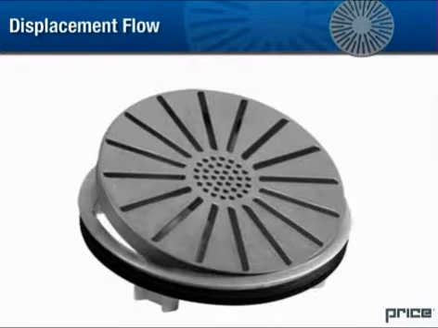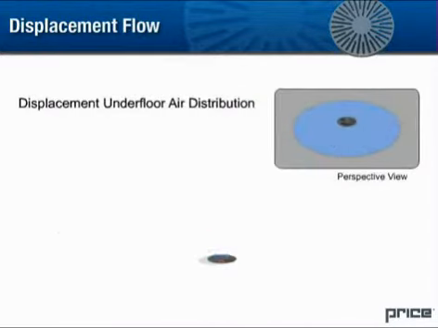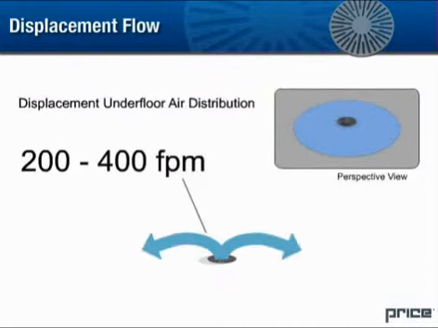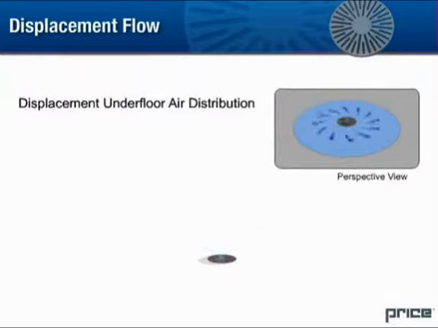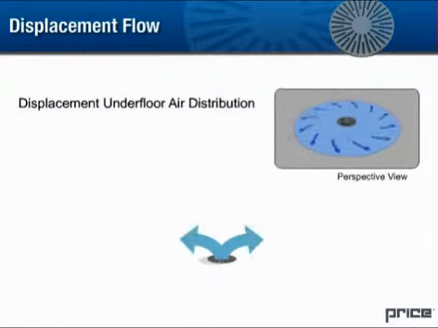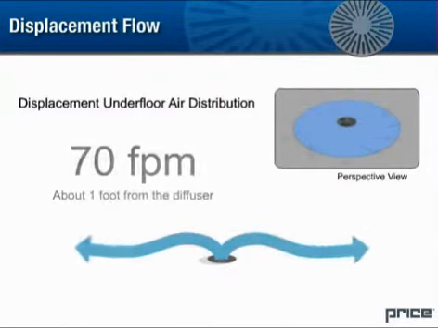Displacement ventilation results from a horizontal radial discharge of supply air from the floor outlet. The outlet velocities are also lower than that of turbulent flow at around 200 to 400 feet per minute, and as the air distributes in the radial pattern, the air velocity drops off rapidly and slows to a draft-free velocity of around 70 feet per minute at about 1 foot from the diffuser.